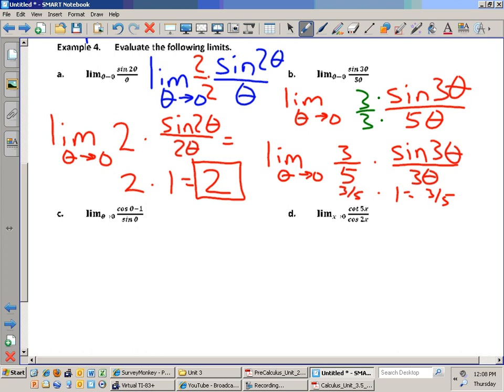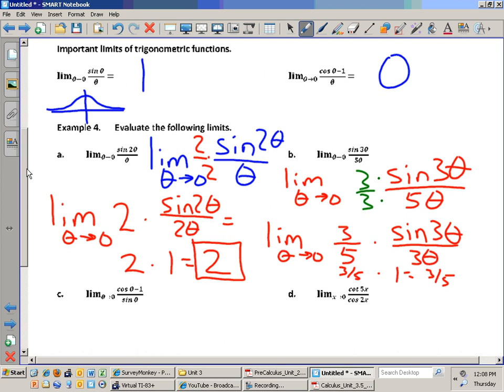Because the limit of that is 1. We know that limit. We don't know that limit. We know that that limit is 1. We say by this piece right up here that if you take the sine of something and divide it by that same something, you're going to get 1. So I have my 3/5 times my 1.